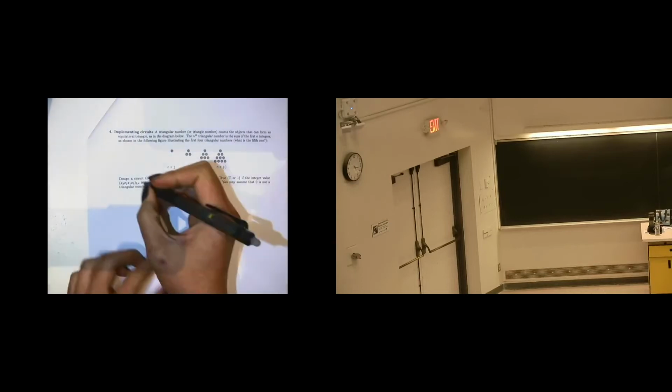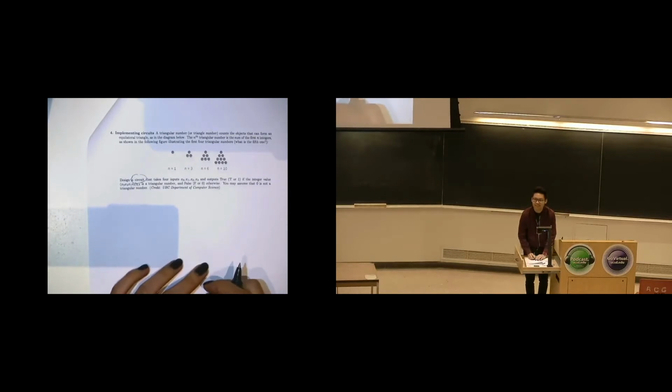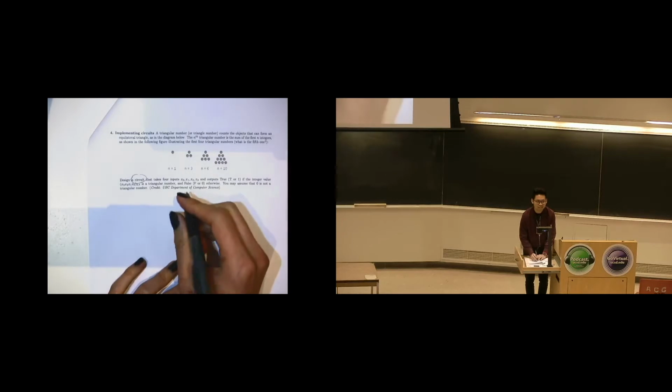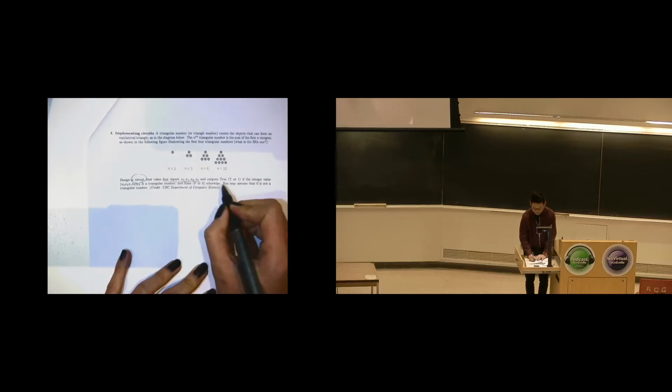So in this question, we're supposed to design a circuit. Well, at least there's one extra thing on top of the truth table, right? So what are the inputs? The inputs are here. There's 4 inputs. And the output is just one, true or false.